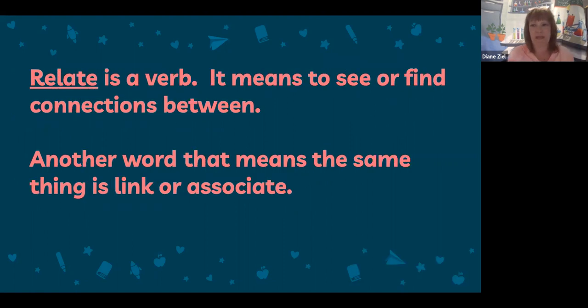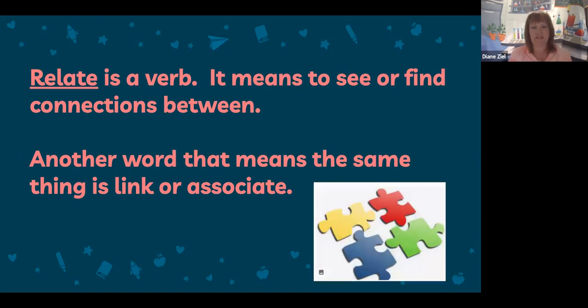Relate. Relate is also a verb. It means to see or to find connections between. Another word that means the same thing is to link or associate. So when you find connections or similarities between things, you are relating them. For example, whenever you're putting together a jigsaw puzzle, you are making relationships or relating the pieces to one another. Do the patterns fit together? Do the shape of the pieces fit together? Putting together a jigsaw puzzle is a really good example of making relationships or relating one thing to another.